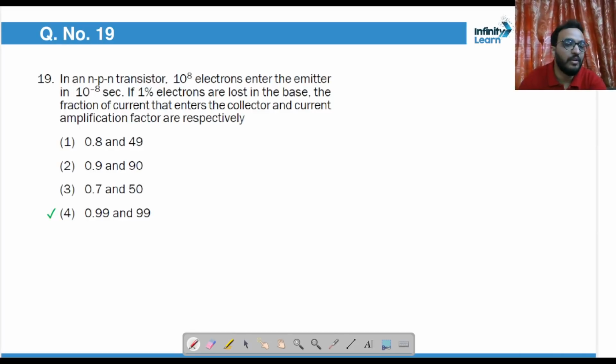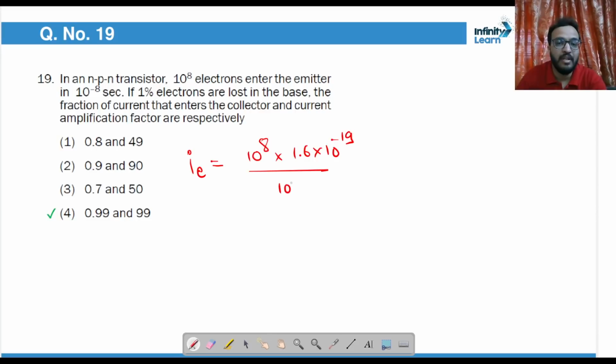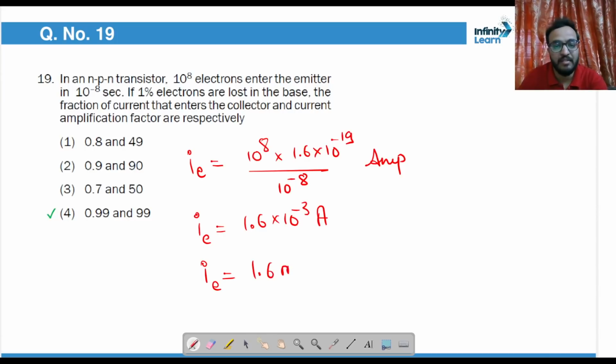Okay. Now in an NPN transistor, these many electrons enter the emitter in these many seconds. So what is the emitter current? It is 10 to the power 8 into 1.6 into 10 to the power minus 19 upon 10 to the power minus 8 ampere, right? Total charge upon total time. So emitter current will be 1.6 into 10 to the power minus 3 ampere. So emitter current is 1.6 milliampere, right?